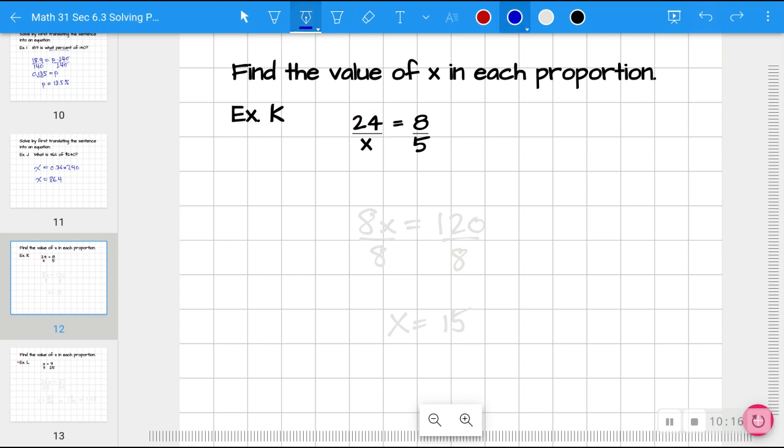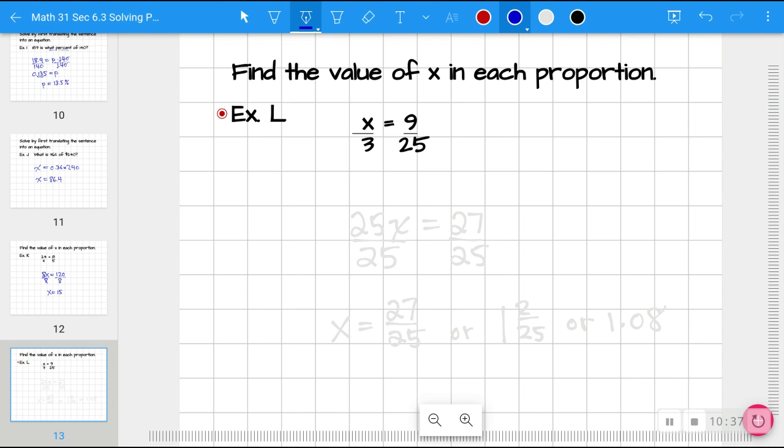So 8 times x equals the downhill direction 24 times 5. You'll see that that's 120 if you do it yourself. Okay, we divide both sides by 8 here. And that tells us that x is equal to 15. Pretty easy problem. All right, in the next one, we're going to say downhill first.